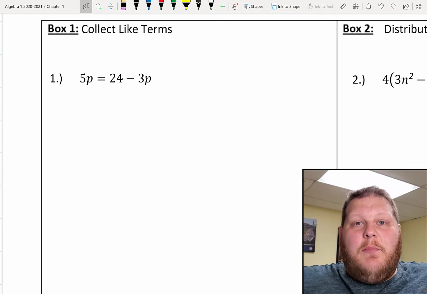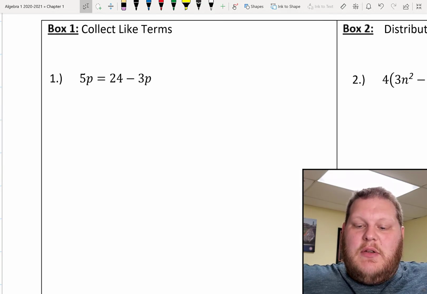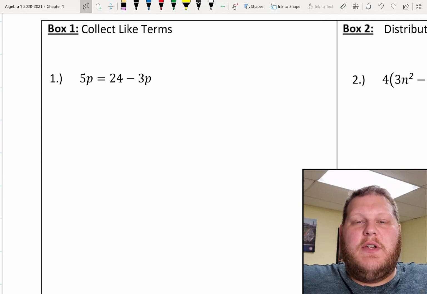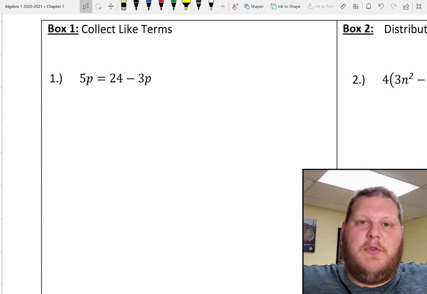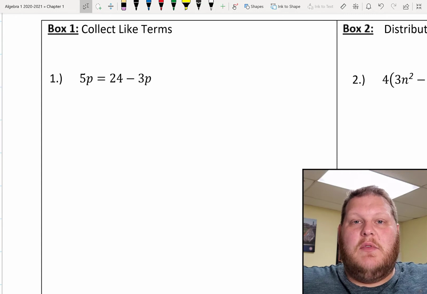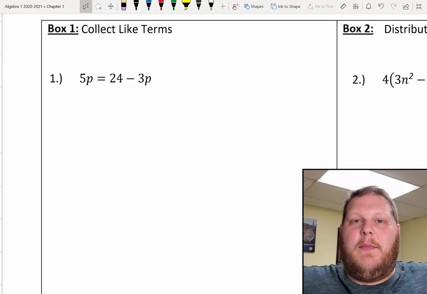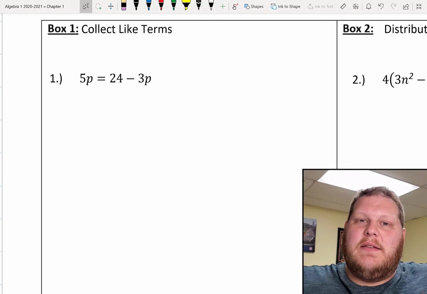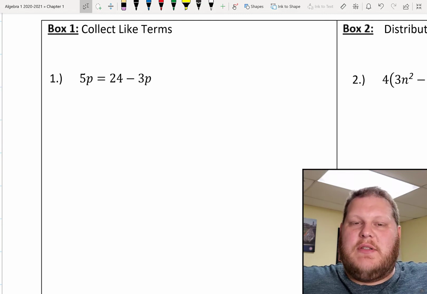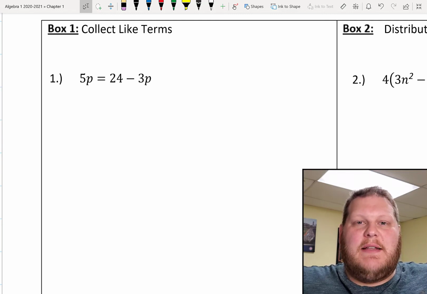So taking a look at box 1, here we're focusing on collecting like terms. You can see both sides of our equation are already simplified as far as possible. There are no like terms within the two sides of my equation. Since I have p on both the left and right side, I have to get my variable in a single place so that I can solve for just my single variable. So just get p by itself.